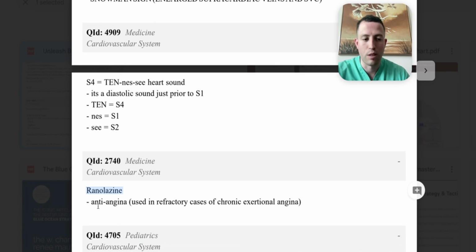All right, I wrote down Ranolazine here because this was actually the first time I had heard about this medication. It's used to help with angina, and it's used basically only with chronic exertional angina to help prevent the chest pain. So know Ranolazine can be used for angina.